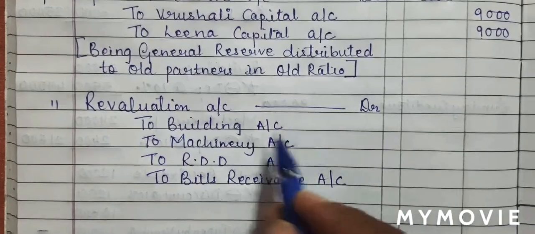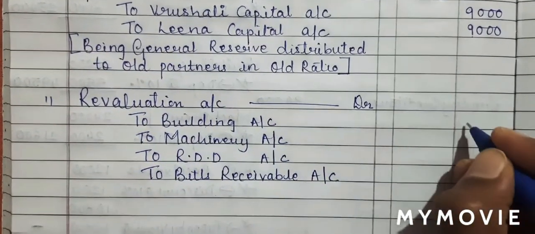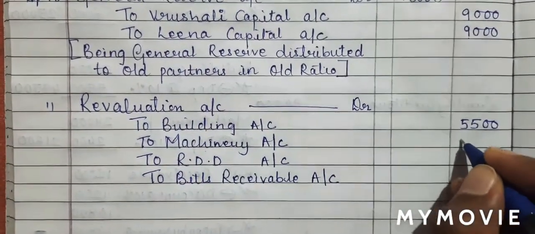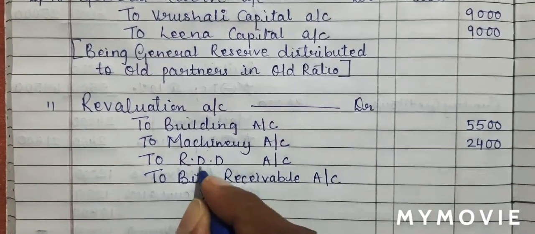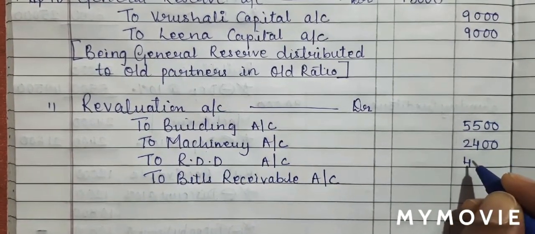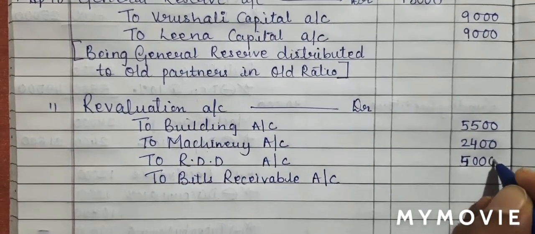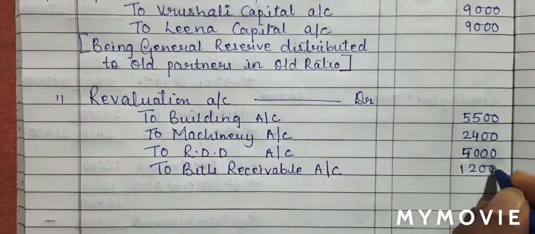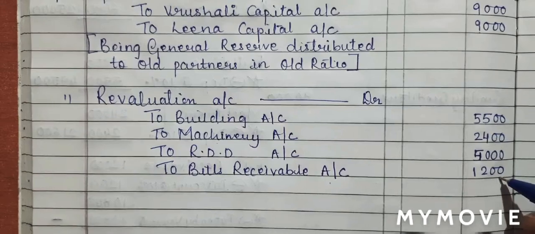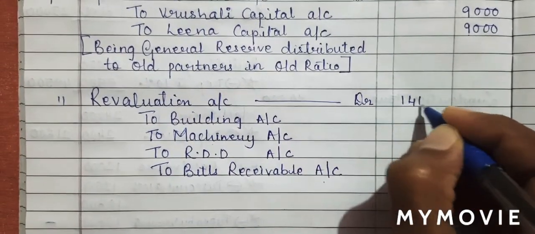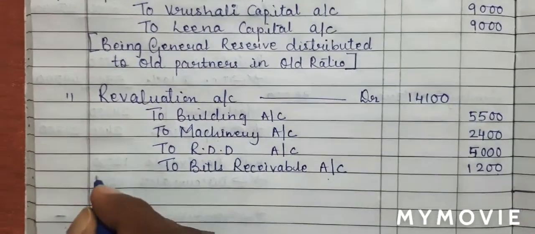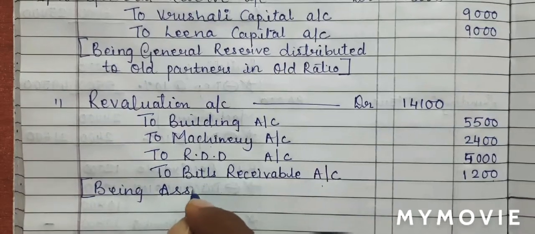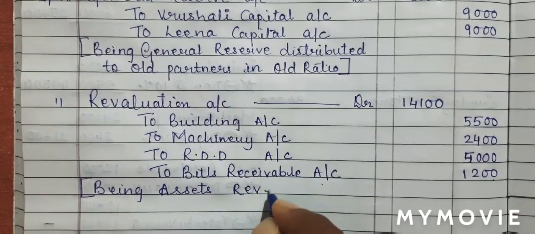Now we will write the amounts next to them. For building, the amount was 5,500, which I'll write on the credit. Machinery is 2,400. RDD is 5,000 rupees. And bills receivable is 1,200. So students, when we total this amount, we will get a total of 14,100 in revaluation account. We'll write the narration being assets revalued.